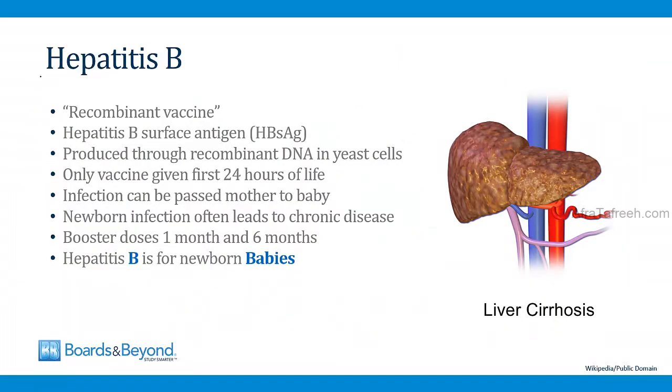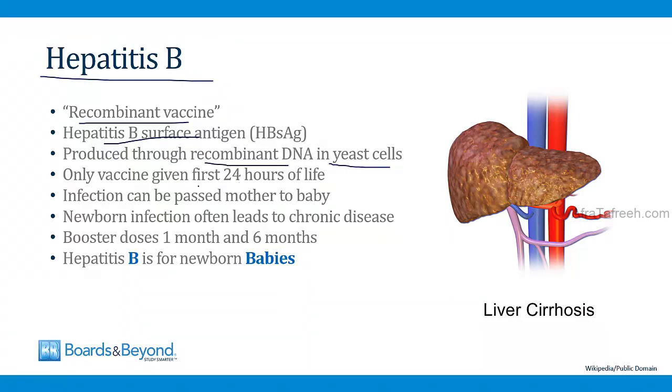So let's start by talking about hepatitis B vaccine. It is a recombinant vaccine, and what this means is that it's made up of hepatitis B surface antigen. It's a protein vaccine, but the vaccine is produced through recombinant DNA, which is inserted into yeast cells. But basically it works like a toxoid vaccine. It's just a protein. It's not dangerous in and of itself.